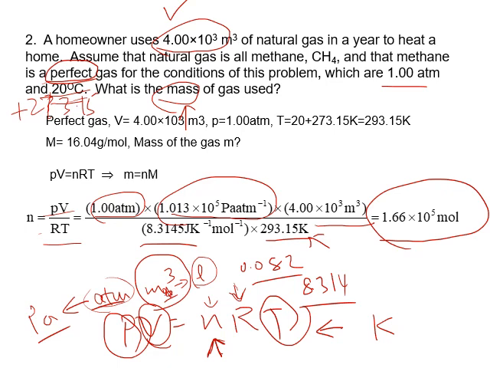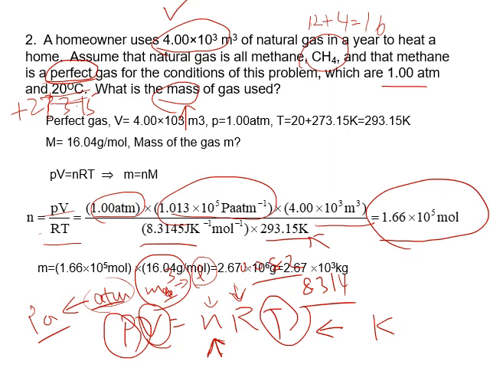And then what is the molar mass? Carbon is 12, hydrogen is 1 times 4, that gives you around 16. So use 16.04 gram per mole, times number of moles. That gives you grams, which you can change to kilograms.